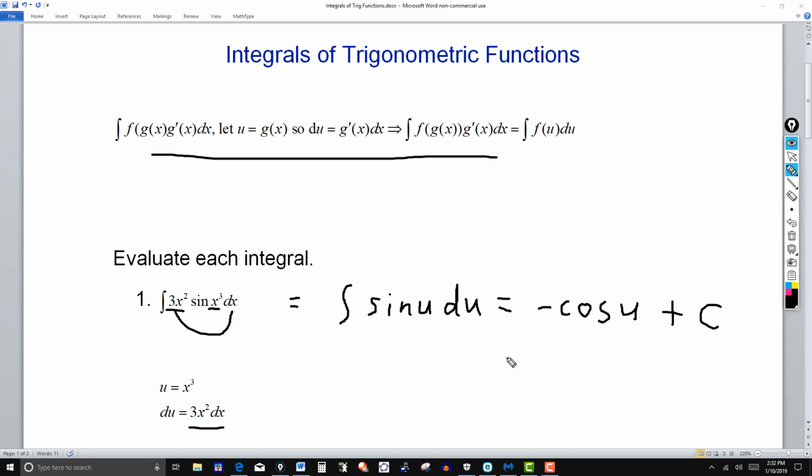And then once you've integrated with respect to u, the last step is always to go back and replace the u by what it represents, and this is x cubed. So we're going to give the answer in terms of the original variable. So this will be minus cosine of x cubed plus constant of integration. And this is your answer.